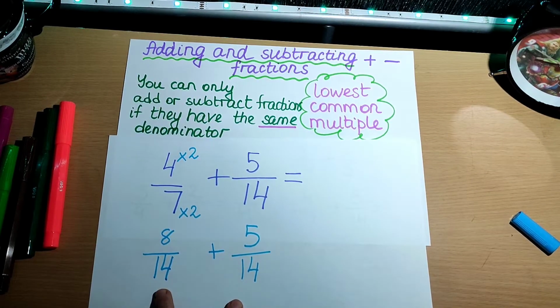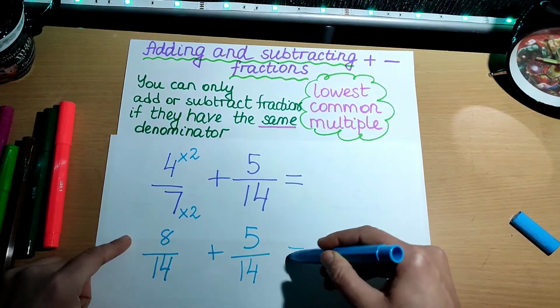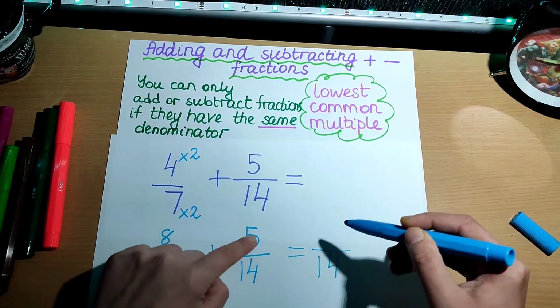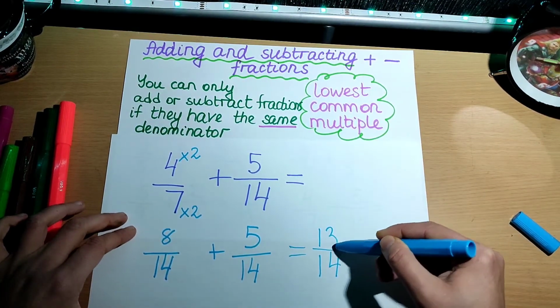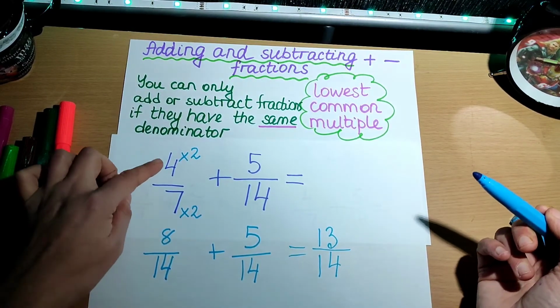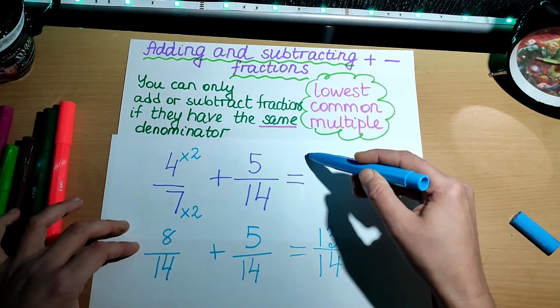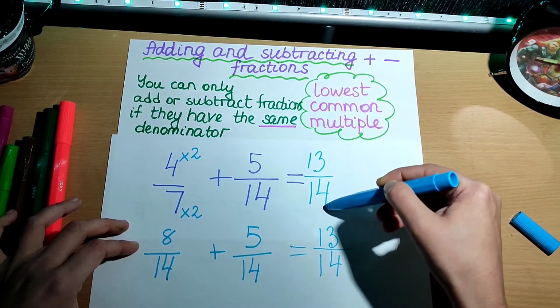Can we add these fractions now? Yes, we can, because they have the same denominator. So we leave the denominator as it is, and we add our numerators. 8 add 5 is 13. So 4/7 add 5/14 is the same as 13/14.